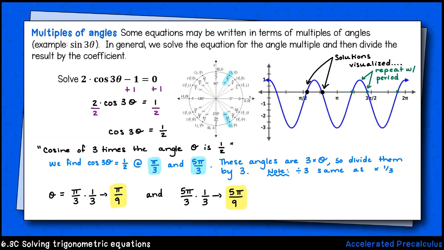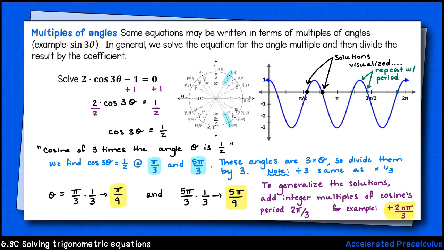One more thing to think about here. Consider how would we generalize these solutions? Normally, we would just simply add 2n pi radians. However, even in our general solution, we'll need to account for the angle multiple. In this case, since our multiple is 3, we'll divide our general solution by 3 as well. So instead of adding 2n pi radians, we'll add 2n pi over 3 radians to each solution equation.